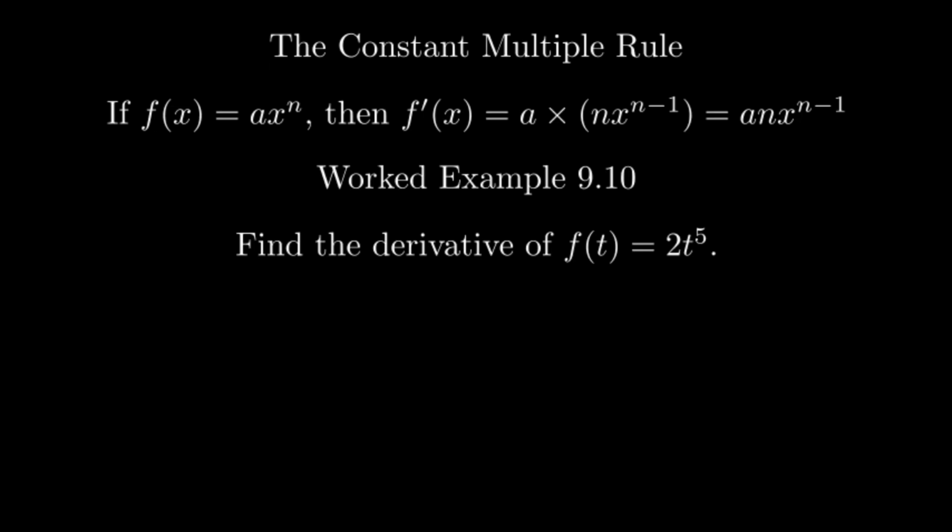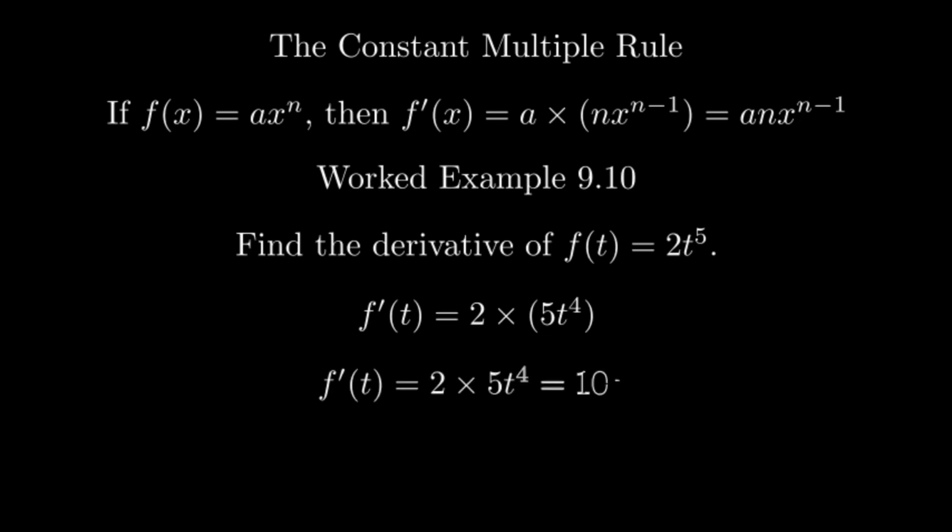First, we differentiate t to the fifth using the power rule. That gives us 5t to the fourth. Now we just multiply this by the constant, 2. So the derivative f prime of t is 2 times 5t to the fourth, which equals 10t to the fourth. You see, the 2 just multiplied the result.